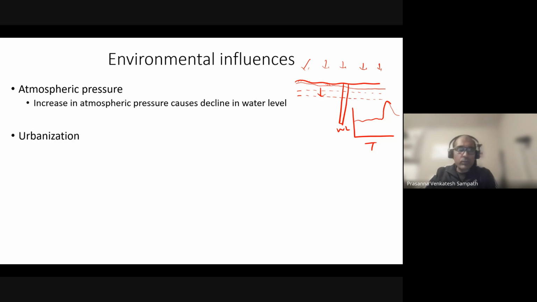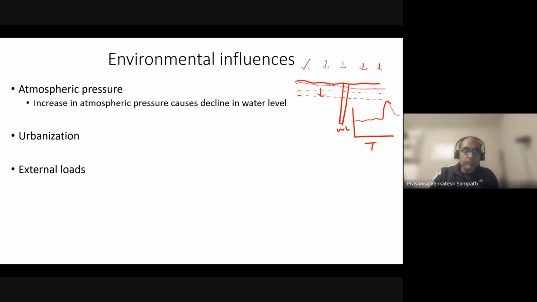Okay, let's quickly go through urbanization. You can easily imagine the impact of urbanization on groundwater levels. What is the major impact of urbanization? I have concretization of surfaces, which reduces recharge into the aquifer, and therefore it's going to reduce the water levels in urban areas. It reduces recharge basically.